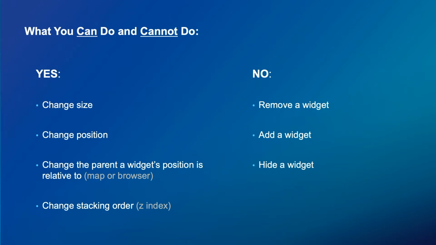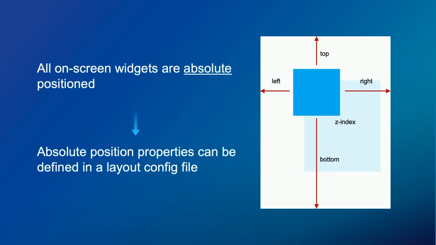What you cannot do is remove a widget, add a widget to the default layout, or hide a widget. What this means is that the mobile view has to have exactly the same UI elements as the desktop view. Okay. All right. So here's a closer look at the position mechanism behind the layout system.